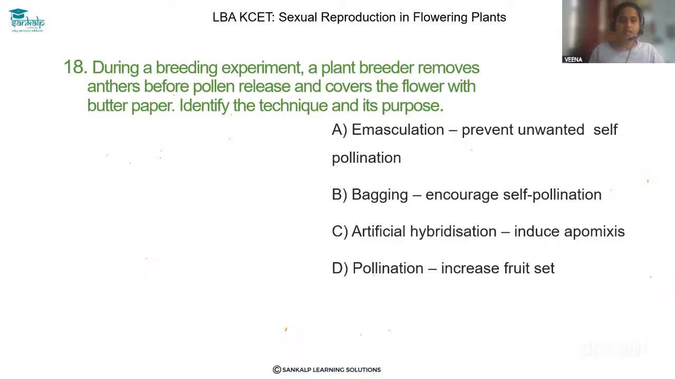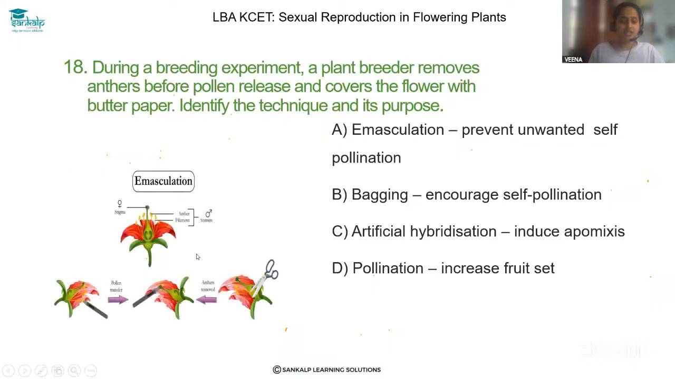Let's solve the 18th question. During a breeding experiment, a plant breeder removes anthers before pollen release and covers the flower with butter paper. Identify the technique and its purpose. Dear children, just observe the image here. This is the man-made hybridization process to prevent self-pollination and to get the hybrid plants.